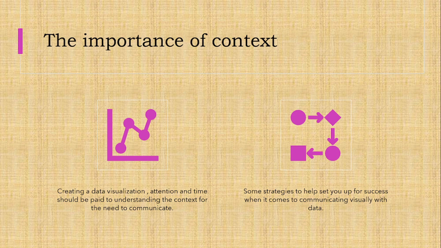These are some strategies to set you up for success when communicating visually with data. When you understand the context, it will be easier for you to know what to communicate to your audience. After understanding the context, you move to data analysis, and in data analysis you can decide the main points that you are going to emphasize most, or consider most important. Those are the points you are going to communicate, or tell a story about, to your CEO or even to a manager.